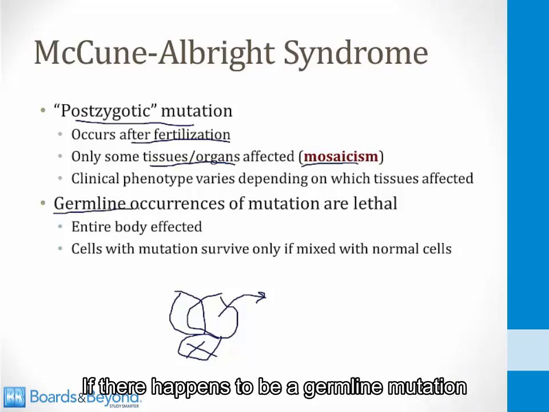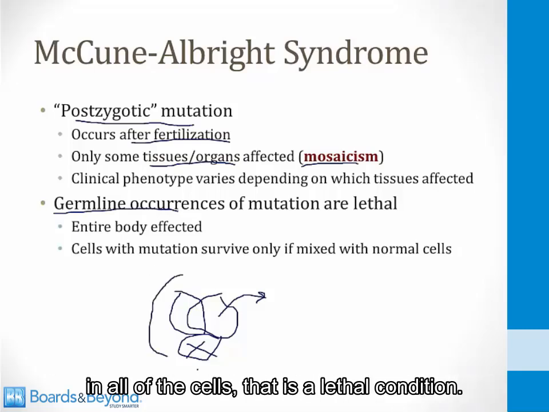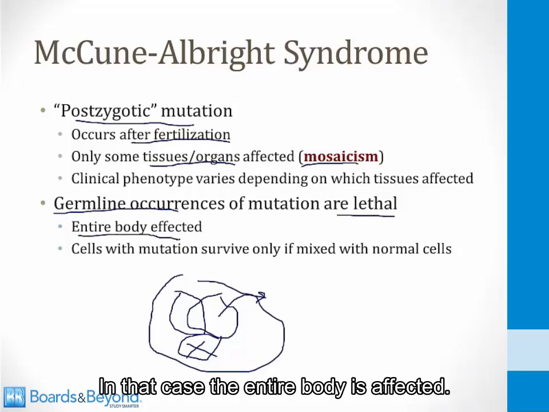If there happens to be a germline mutation that leads to the McCune-Albright genetic mutation in all of the cells, that is a lethal condition. In that case, the entire body is affected.